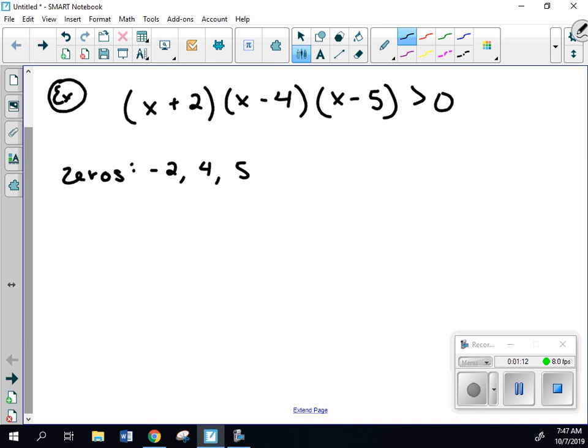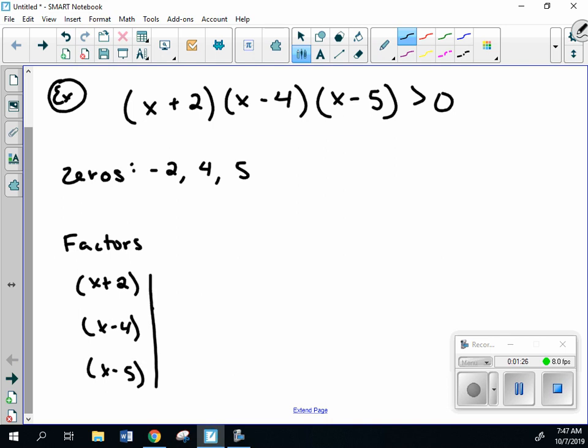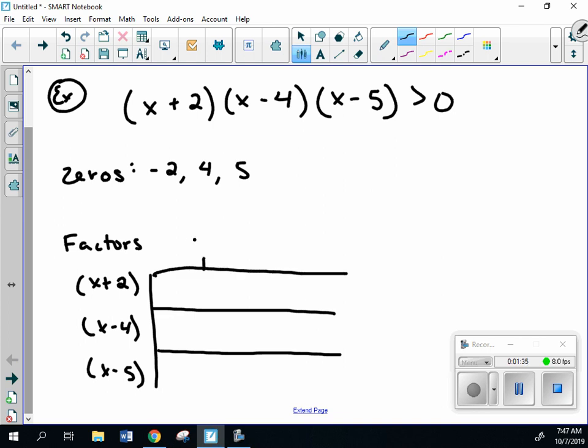So we're going to create a sign chart based off of our factors. We have options where we're at -2, 4, and 5. If I pick a number that is smaller than -2, for instance -3, and plug that into this factor, I'm just looking at the sign: is that going to be positive or negative? I'm going to get a negative number. Now I take that -3 and plug it into here. Negative. I do it again for that last factor and I get a negative.